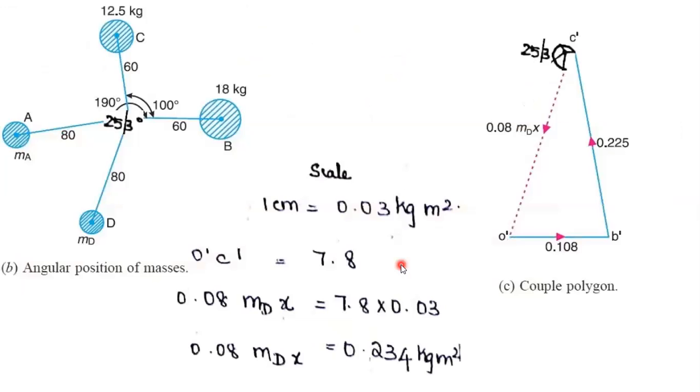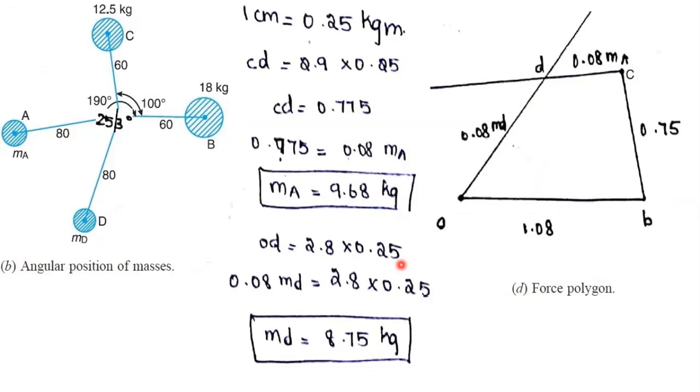So 0.75 means 0.75 divided by 0.25. You will be getting 3 centimeter. So for 3 centimeter and 100 degree, draw a line. So you'll be getting the point C. 3 centimeter, 100 degree, draw a line, you will be getting the point C.